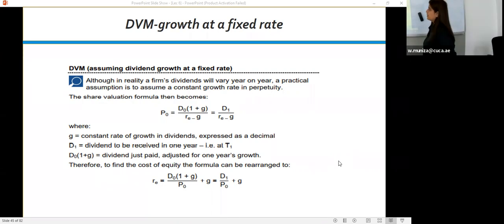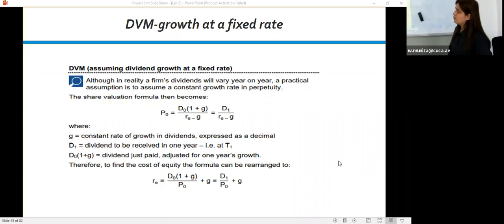They say, although in reality a firm's dividend will vary year on year, a practical assumption is to assume a constant growth rate in perpetuity. So over here, because this is just bookish knowledge, we are going to assume that the growth rate is constant. In practical situations, it's not constant. It is going to change year on year.